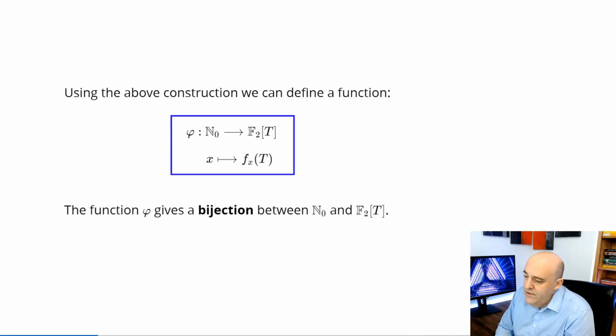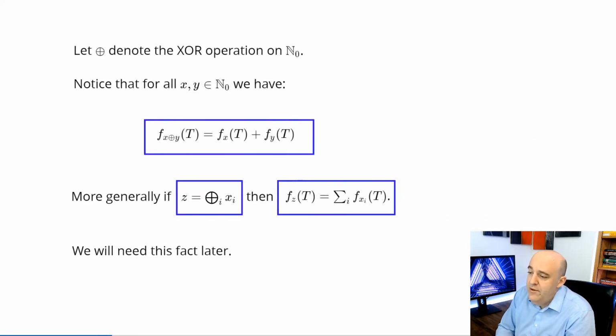In this manner, we actually get a map, a function, from the set of non-negative integers into the set of binary polynomials. We associate x to fx(t), and that's a bijection if you think about it. It's a one-to-one and onto function. We won't go into it, but you could even say more: you could say phi is an isomorphism of commutative rings. But before you could do that, you would need to supply an addition and a multiplication on the set N0. Those operations couldn't be the normal addition and normal multiplication. We're going to define a different addition and multiplication than we're used to.